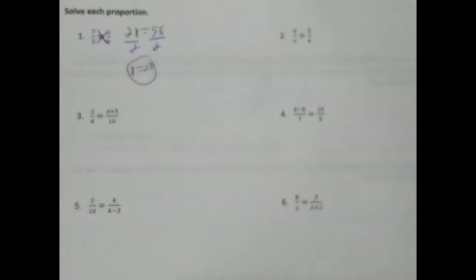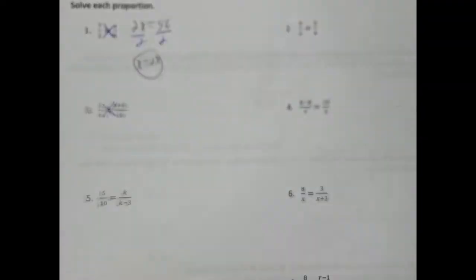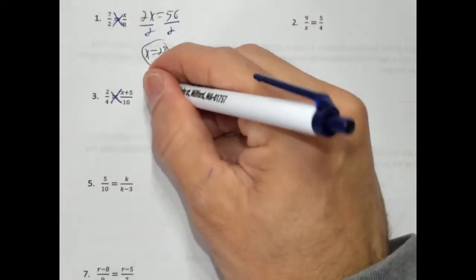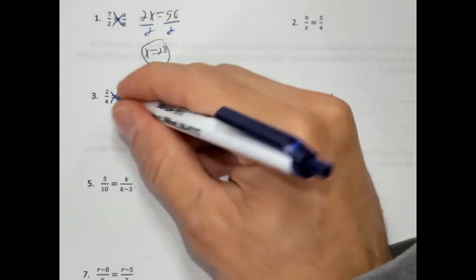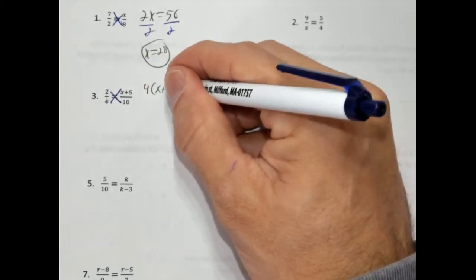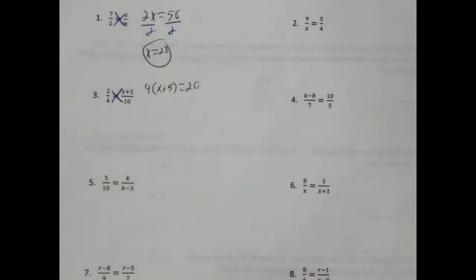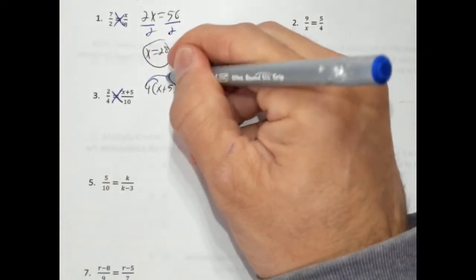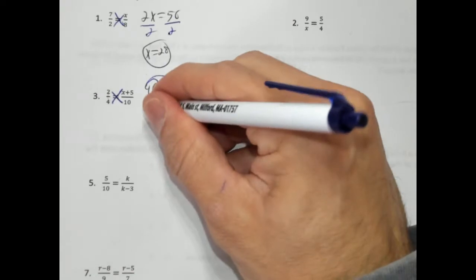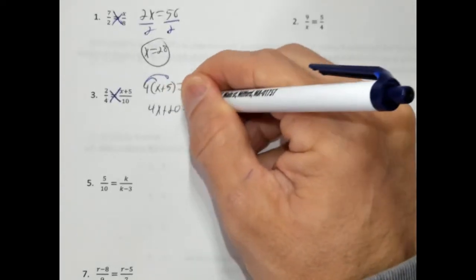Okay. Here we're going to do the same thing. We're going to go ahead and cross multiply. So 4 parentheses, and you could simplify that to 1/2. I'm not going to do that though. Equals 2 times 10 is 20. We're going to go ahead and distribute that 4, and again you could divide by 4 if you wanted to. It doesn't really matter. Equals 20.